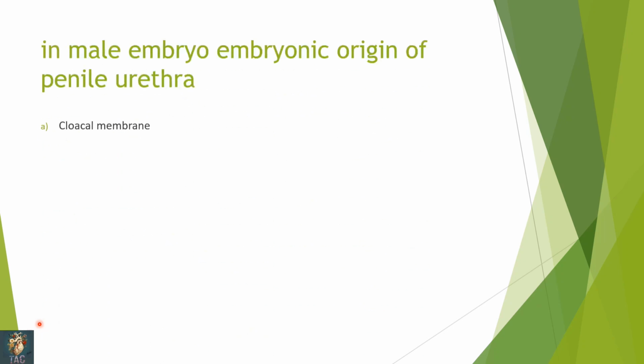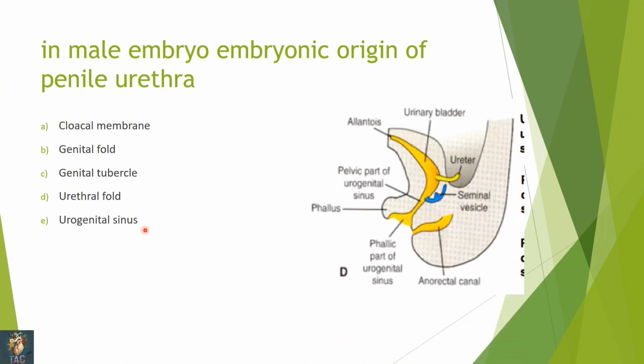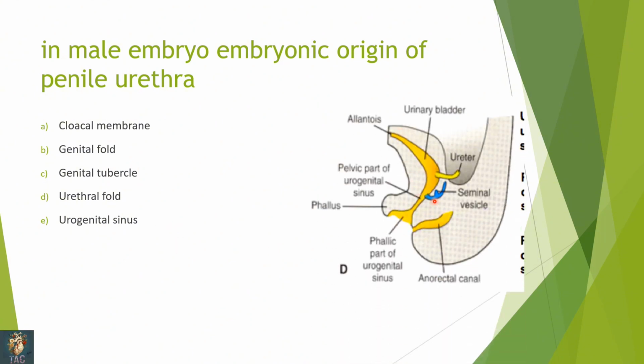So the next MCQ is that in the male embryo, the embryonic origin of the penile urethra takes place from the cloacal membrane, the genital folds, the genital tubercle, the urethral fold, or the urogenital sinus. Almost the same type of question as the previous slide, but with slightly different options. So here you can see again this is the urogenital sinus, and from the phallic part of the urogenital sinus the penile urethra develops. So here the option given is urogenital sinus, and this is the correct option.